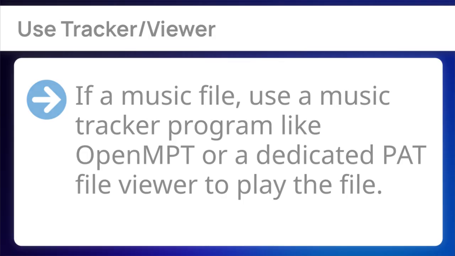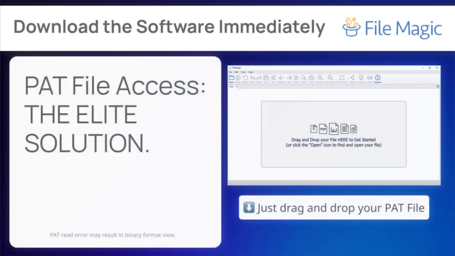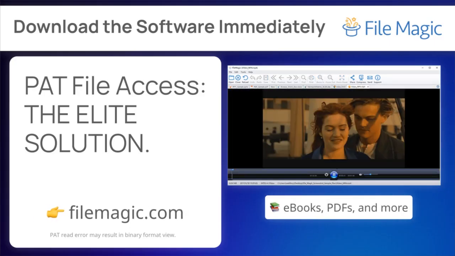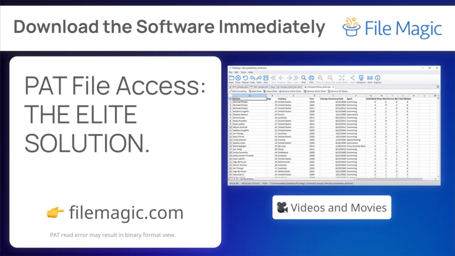When compatibility checks fail completely, expert-grade software becomes necessary. That's the only reliable way forward to try for your PAT file. When the specialized tools fail, the problem is deeper. Your best option is a universal program like FileMagick. It handles hundreds of formats and can often access content even when Windows cannot. You can download it at FileMagick.